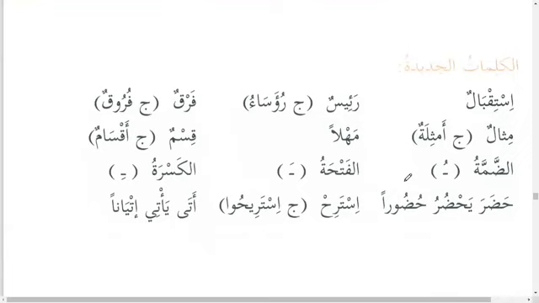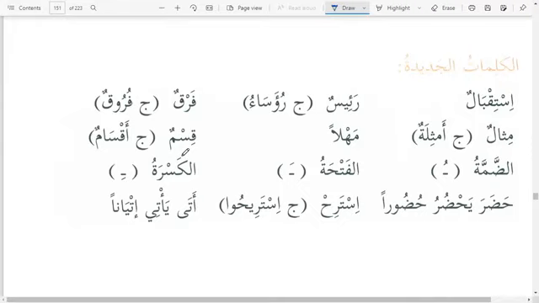The new words, I'm sure you know them all. Istiqbal, what's the meaning? Reception, to receive. Ra'is, president, and the plural is ru'asa', presidents. Farq, difference, and furuq, differences. In the Quran it comes like that. Mithal, example, and amthila, examples. Mahlan, slowly, yes, please slow down. Qism, kind, and the plural is aqsam, kinds.